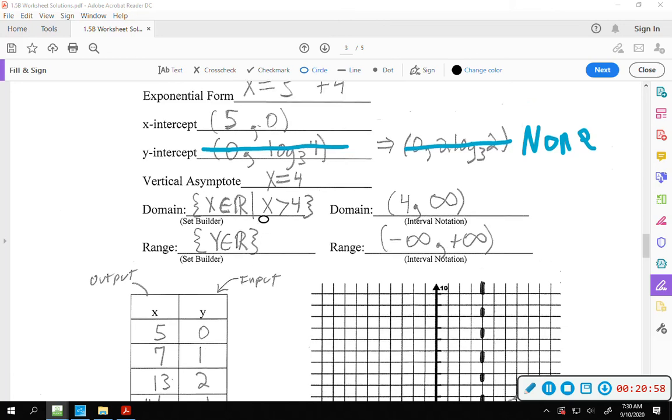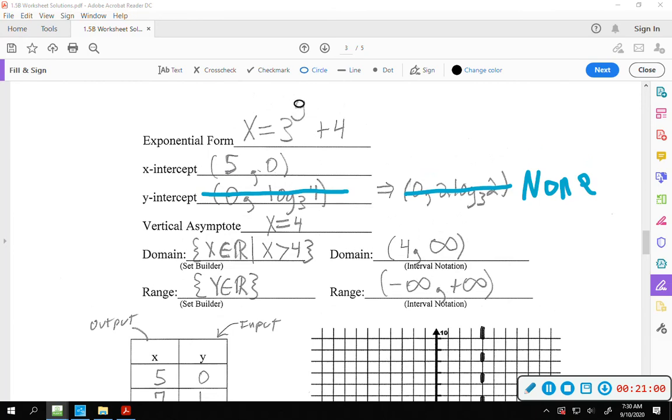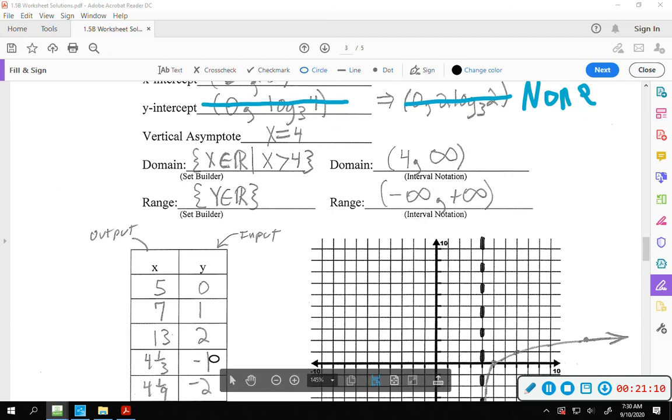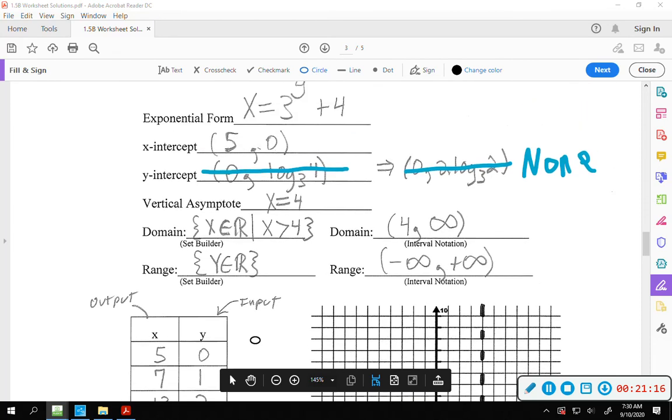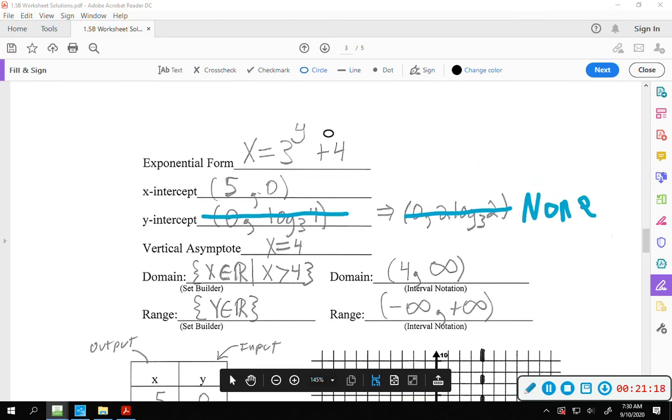If I plug in -1 right here, I'm going to talk through this. 3 to the negative first power is 1/3. Plus 4 is 4 and 1/3. There it is. Let's plug in -2 and -3. Let's just talk about it so that we can evaluate these quickly. 3 to the negative second power is 1 over 3 squared. That's 1/9 plus 4 is 4 and 1/9.